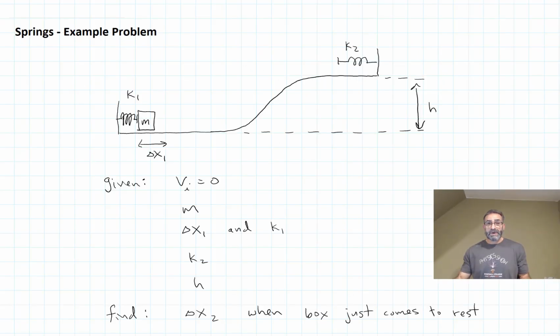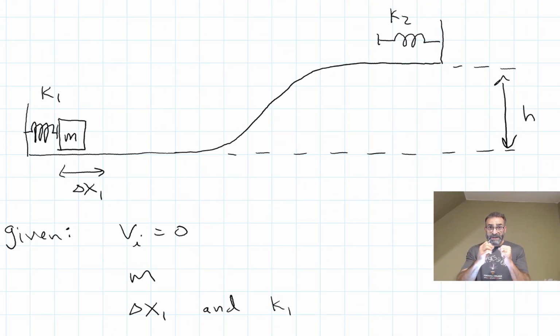Let's do this sample problem involving springs. We'll start with our box pressed up against spring 1, compressing it, but it's at rest. We're just holding it there. We let go of it, and the spring pushes it, and it goes across these frictionless surfaces up the incline and compresses spring 2 to the point where it momentarily comes to rest before spring 2 would push it back down. We don't care about that.